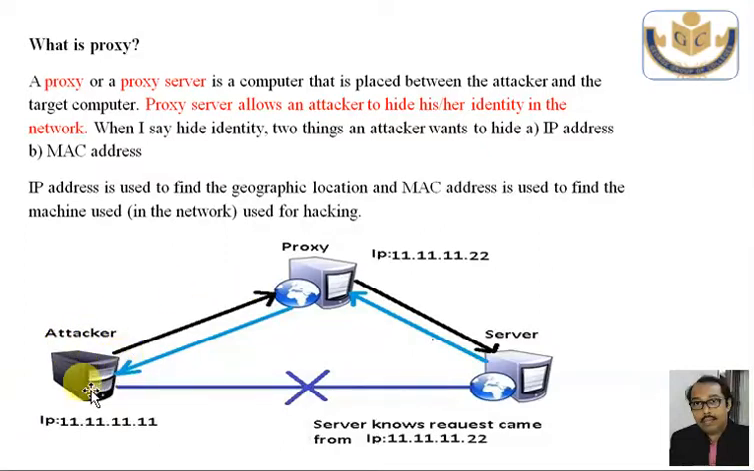Now if the attacker makes some damage to the server, the attacker's IP address is not present in the server. What is present? The IP address 11.11.11.22 is present in the server. Now the forensic team will come and try to identify the computer that made that damage. What will it find? It will find simply a proxy server. That means what happened? The attacker hides its identity. So this is the concept of proxy. That means instead of directly connecting to the server, it uses a proxy server and then tries to connect to the server.